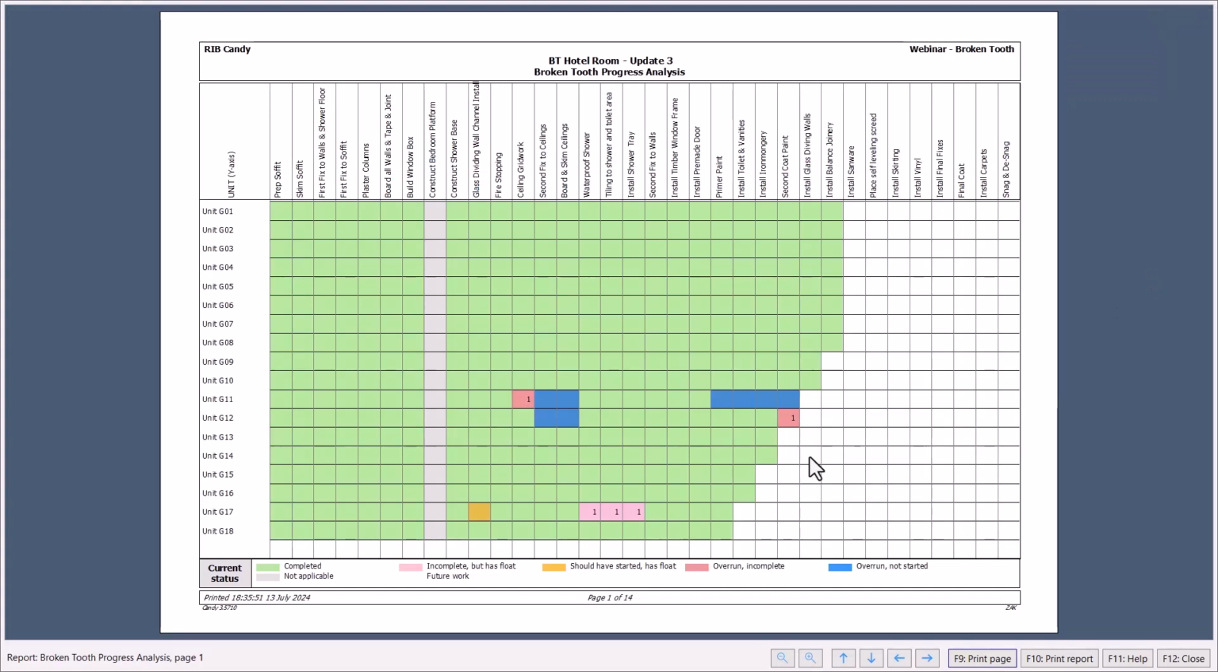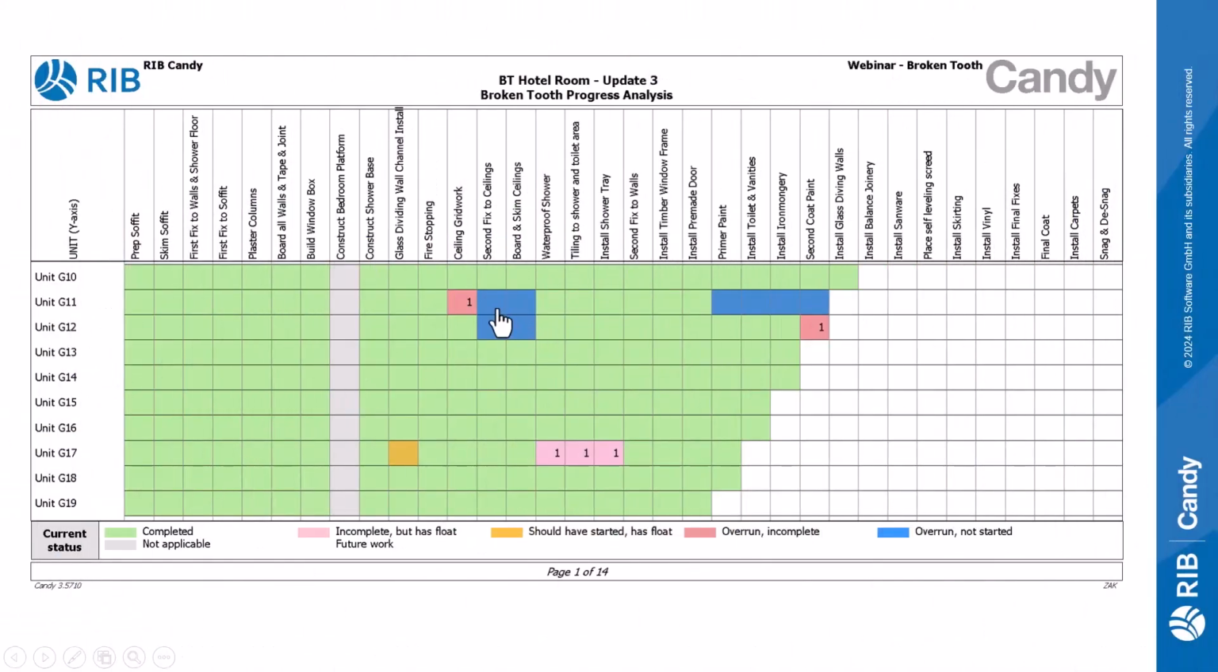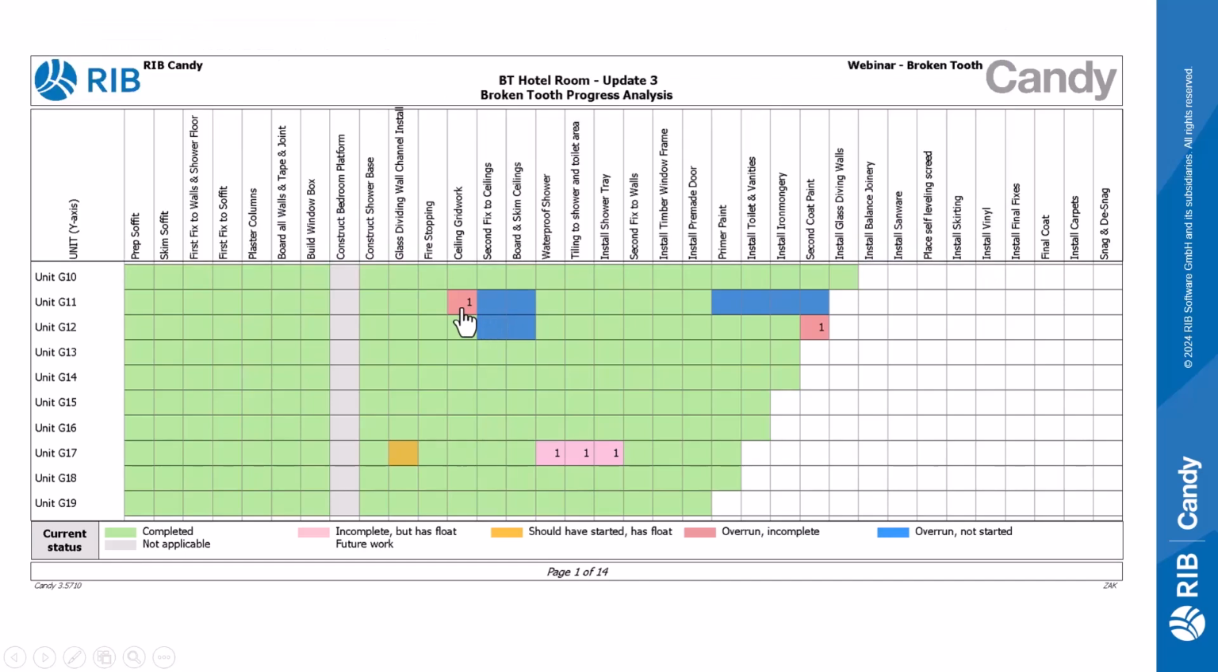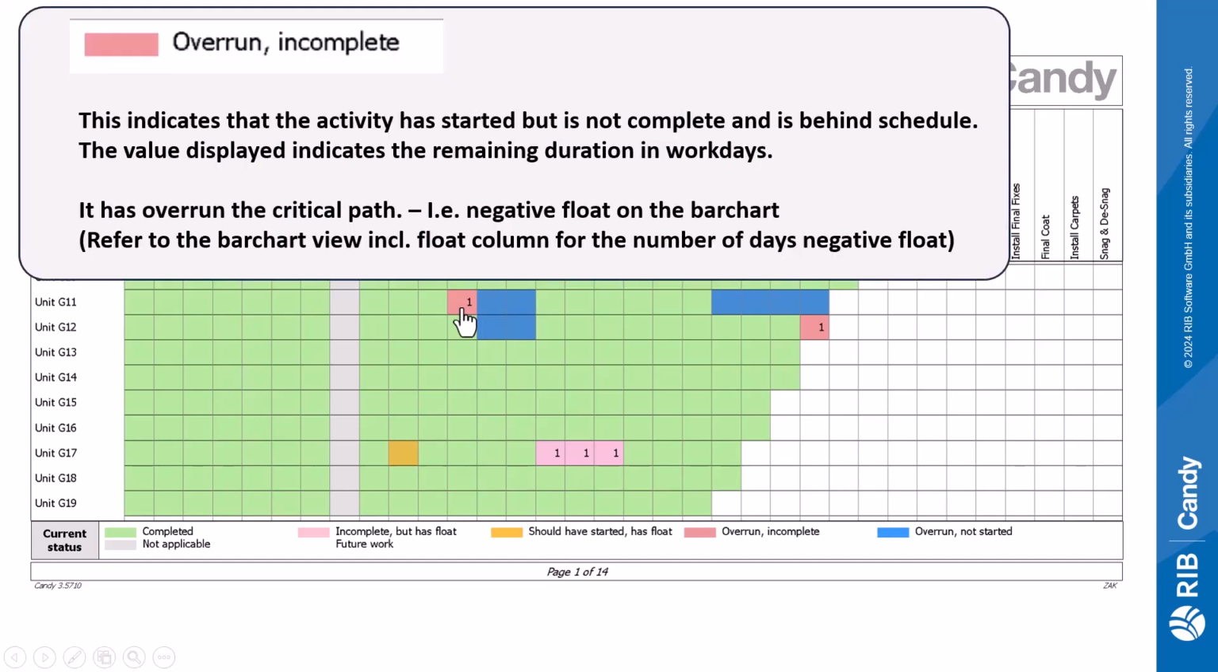And now let's look at the legend and exactly what it means. This indicates an overrun and that the activity has not started. So the activity has not started and is delayed on a critical path. Therefore, it will have a negative float if looked on the bar chart. This indicates that the activity has started but is not complete and is behind schedule. The value displays indicates the remaining duration in work days. So this activity overruns on a critical path and therefore there would be negative float on the bar chart.